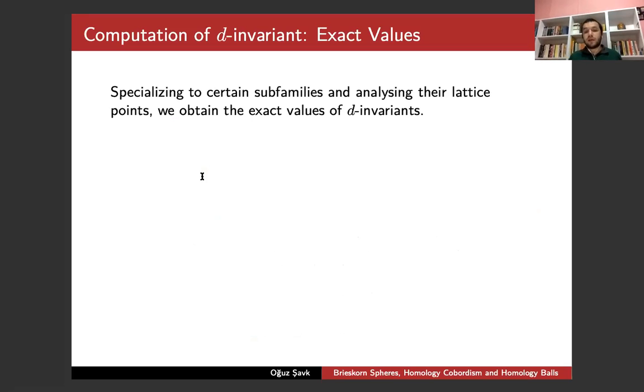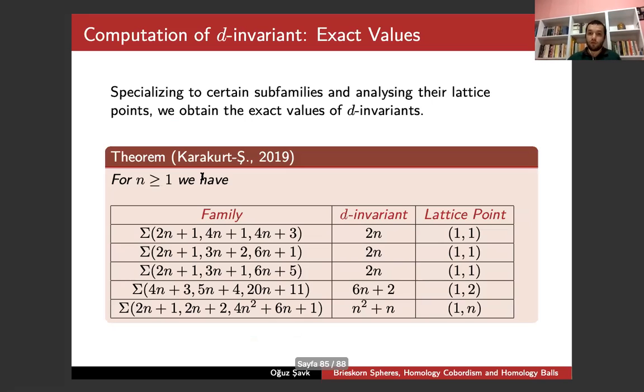We find exact values of the invariants by specializing to certain subfamilies, and of course, we analyze their lattice points. As you see, the lattice point 1, 1 gives the maximum for the invariant of several Brieskorn spheres, but this is not the case in general, so we cannot find a closed formula for the d invariant. But if you know the triplet, it is somehow easy.